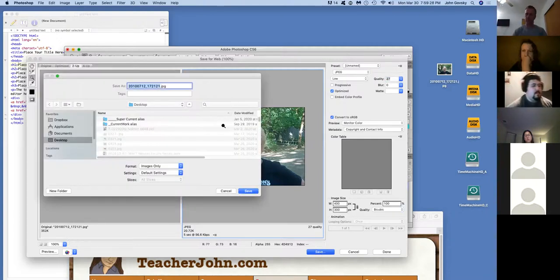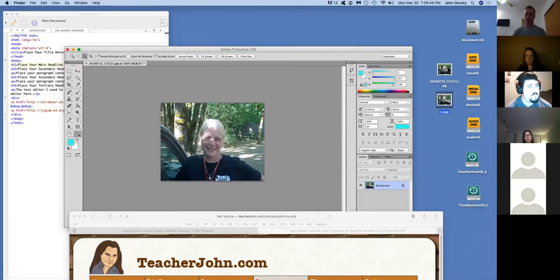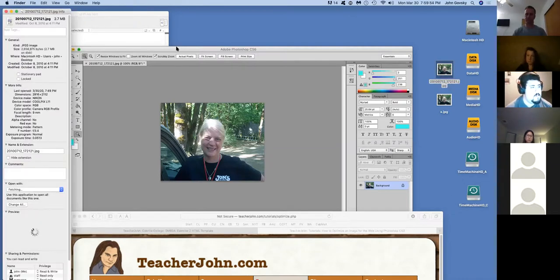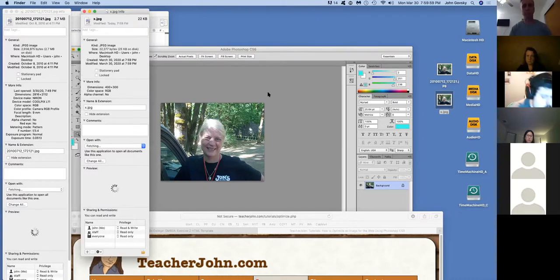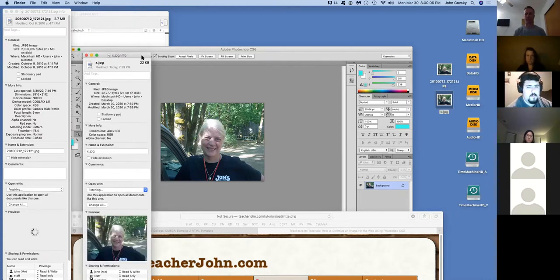I'm waiting for Photoshop to save. Okay, and I'll call this x.jpg. And x.jpg is here. My original was a couple of megabytes, and my x.jpg is a handful of kilobytes. So the original out of the camera was 2.7 megabytes. We just optimized this down to, oh, it's hidden here, 25 kilobytes.